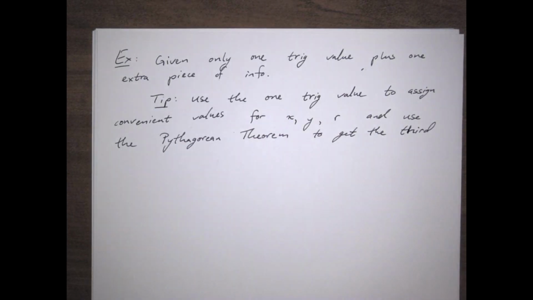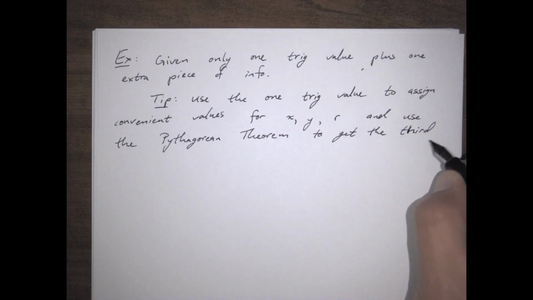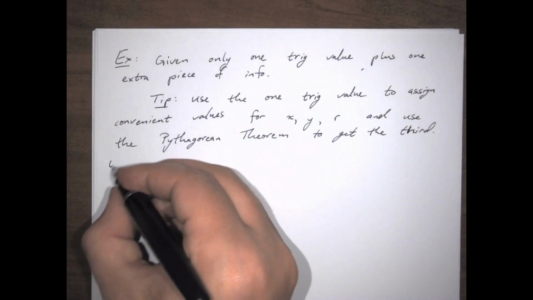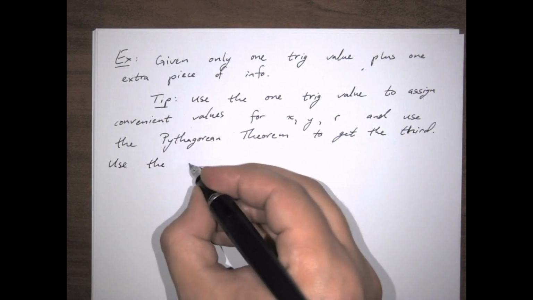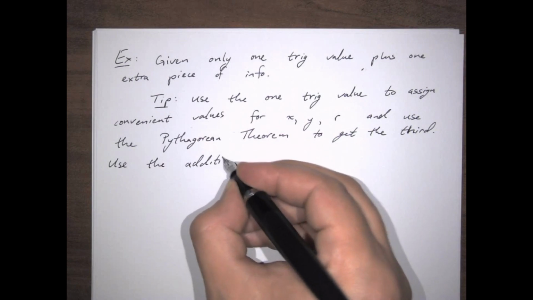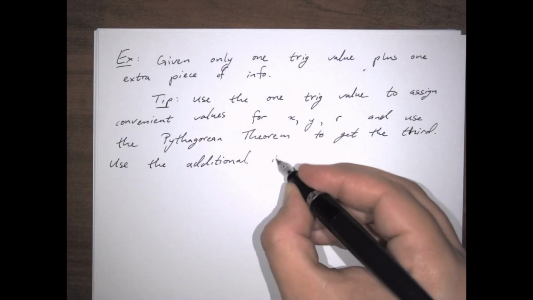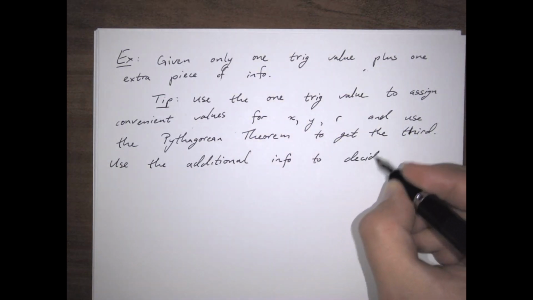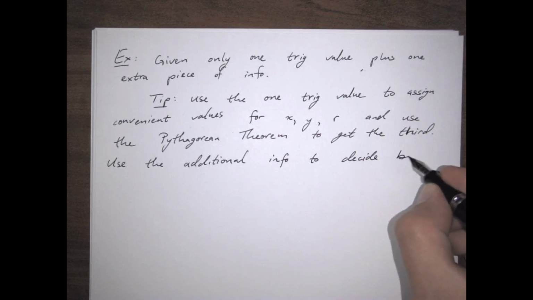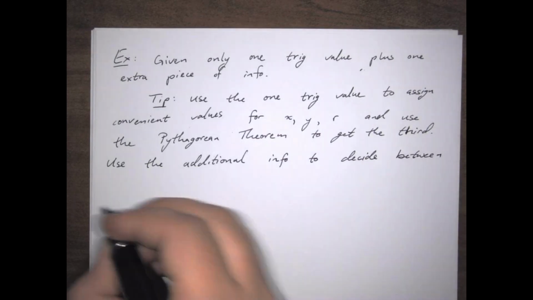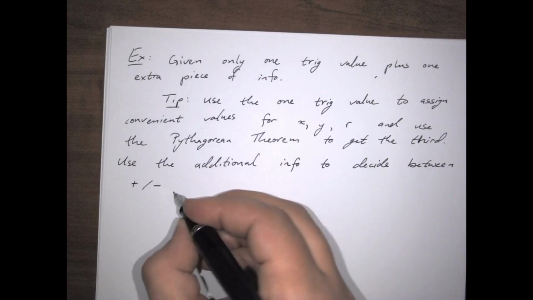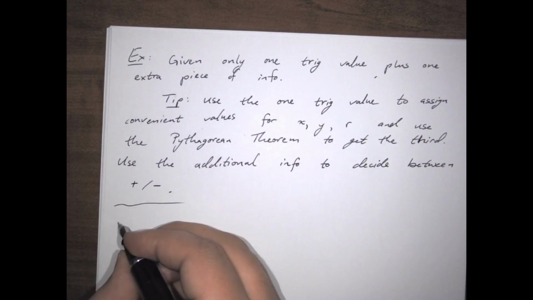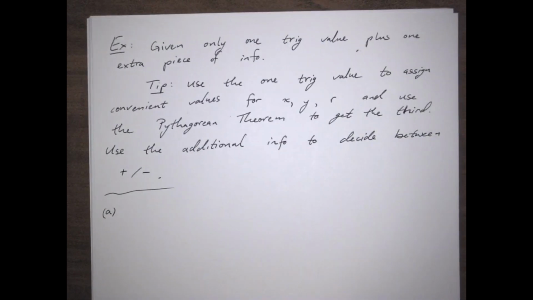And when you are using the Pythagorean Theorem, you're talking about the square of something, and you're trying to take the square root of it. And so that means you're going to be put into a plus-minus situation and use the additional info to decide between plus versus minus. So let's get started with something like this.